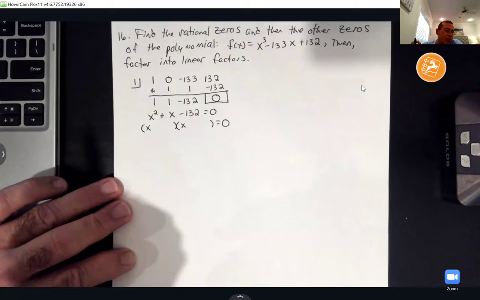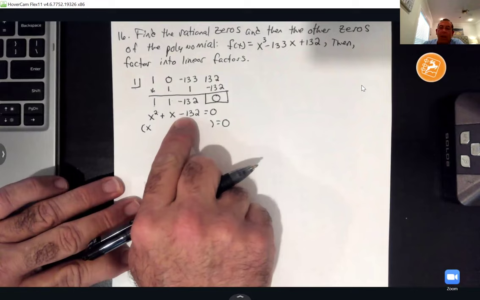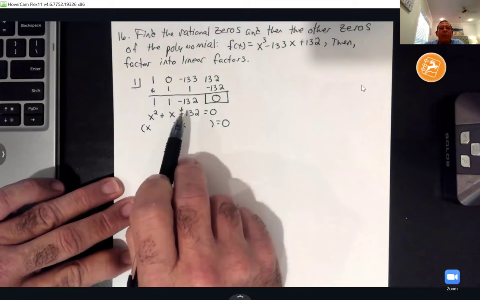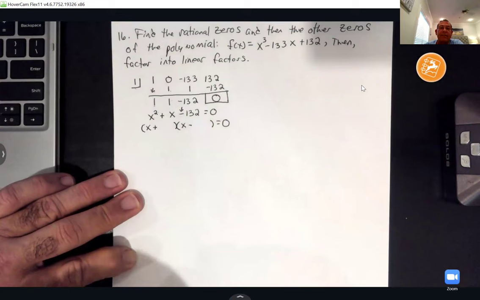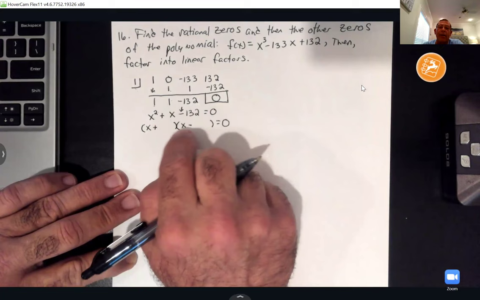Now, I will say another trick. You can graph that and see if you can find where it's crossing the x-axis. When you factor, if the last number is negative, you have to have unlike signs. If the last one was positive, they'd both be the same as the middle number. But the last one is negative, so we got unlike factors.